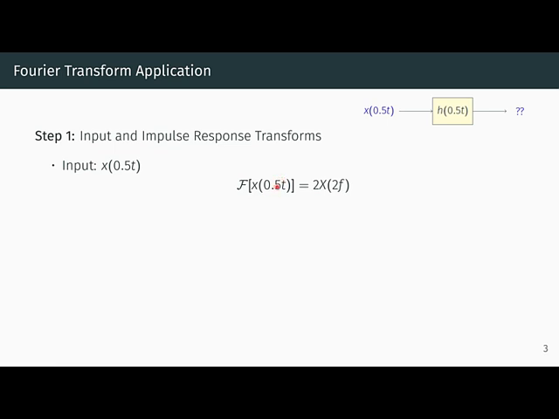So because here a is 0.5, you can easily see that the Fourier transform of x(0.5t) would be 2 times X(2f), and in a similar way we can see that the Fourier transform of the impulse response, which is h(0.5t), would be 2 times H(2f). Okay, so that's a direct result.